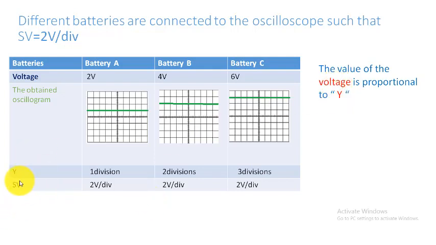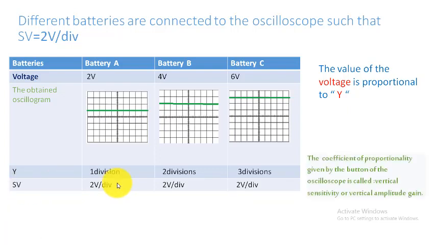Here we have SV. It is called vertical sensitivity or vertical amplitude gain. It is a button on the oscilloscope. As you see, 2 volt per division. It means that every vertical division represents 2 volt.